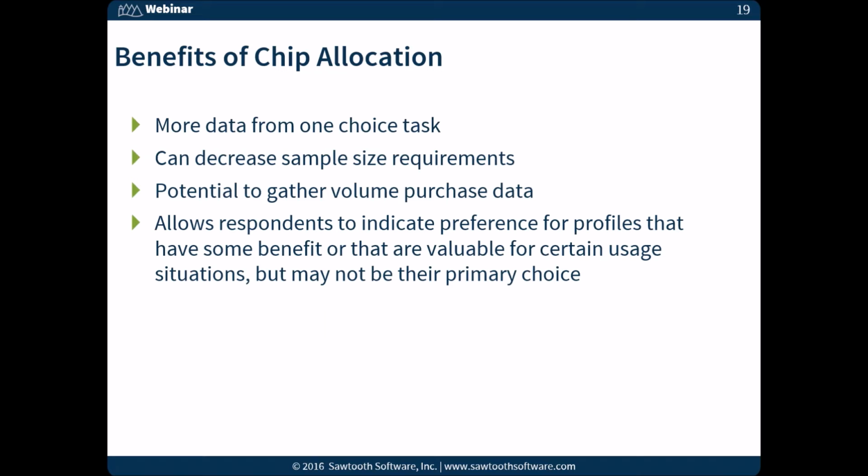So I talked about the example of how I would typically buy Cheerios, but on occasion I might be feeling, you know, like I deserve some Frosted Mini Wheats. So Frosted Mini Wheats aren't going to be my primary choice, but if the price is right and the Cheerios are too expensive that week or something, I might have a couple of situations where I'm going to choose a different product than my primary choice, and chip allocation really helps with that.